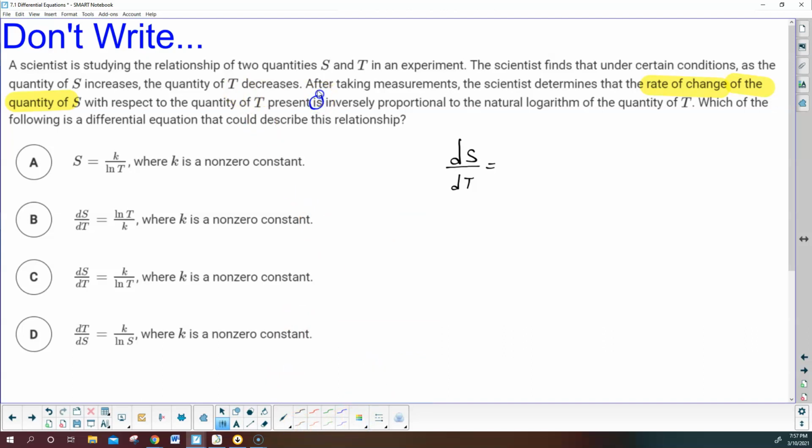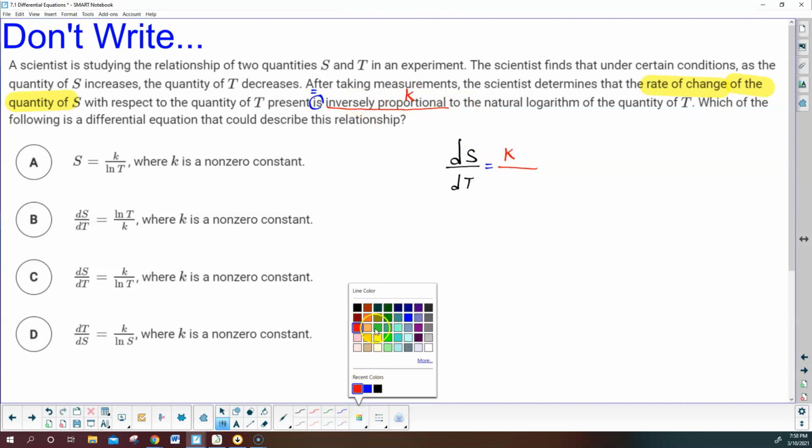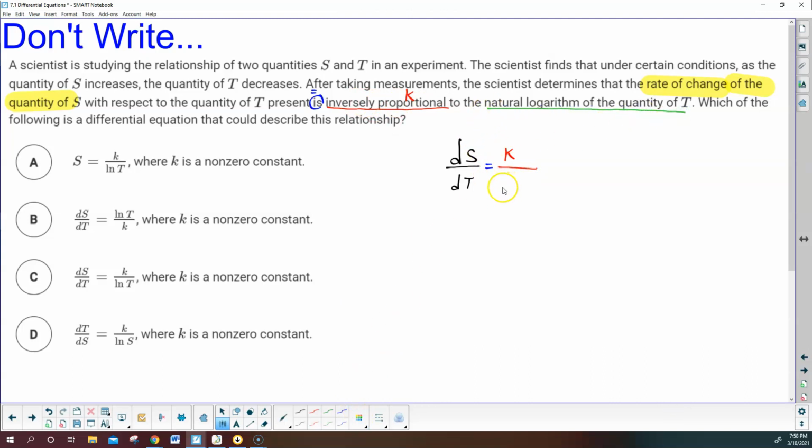The next piece, notice the word is, right? That's a very important word. Is our equal sign right here. And then they tell us that it is inversely proportional. Inversely proportional, that means there's going to be a k value. It's inversely proportional, so we're going to have to divide. Inverse means divide. And we're going to divide by the natural log of the quantity T. And now that is my differential equation.